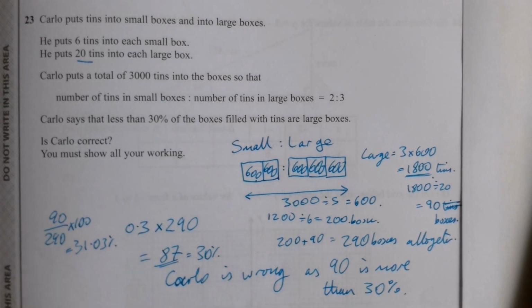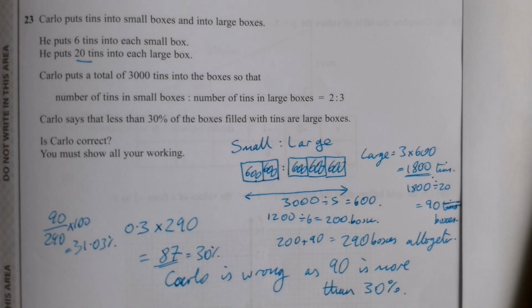But either way would be absolutely fine, and you get the extra mark. You can only get 5 marks if you've said Carlo is wrong at the end, but just saying Carlo is wrong with a load of wrong working doesn't get you the mark.